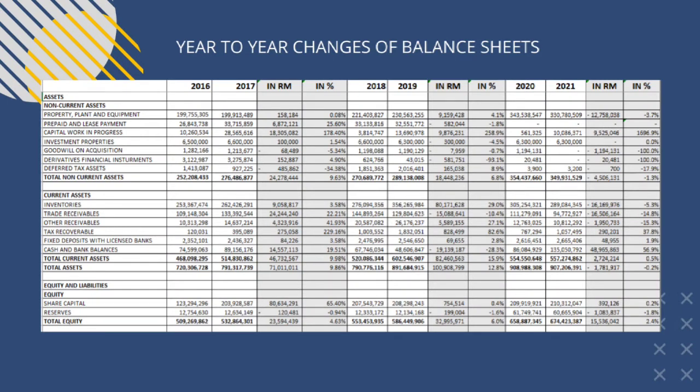So now we move to year-to-year changes of balance sheets. And the first one we can see here is assets. The table shows the comparative analysis for year changes of balance sheets for Pantech Group Holdings Berhad. For the year 2017, the changes of total assets are 9.86%. This can be explained by the items in non-current and current assets.